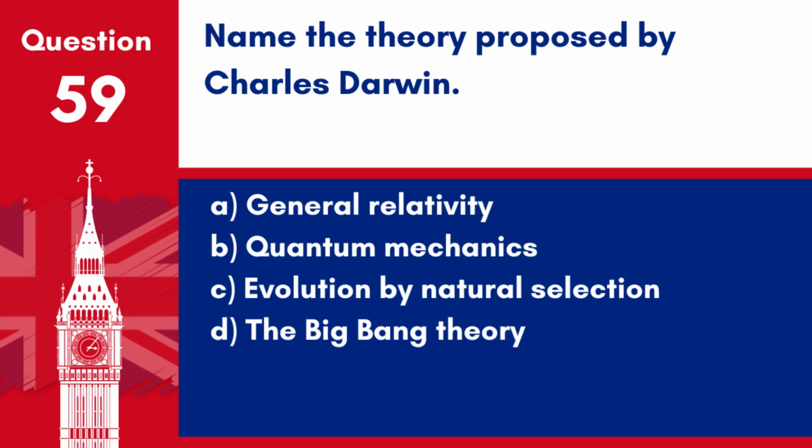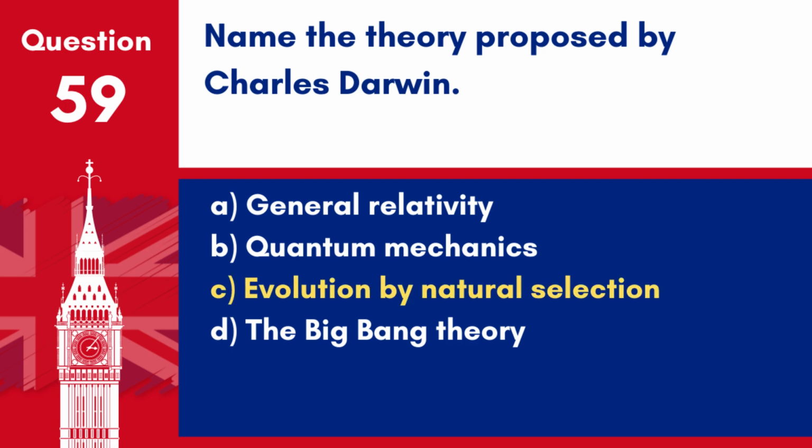Question 59. Name the theory proposed by Charles Darwin. A. General relativity. B. Quantum mechanics. C. Evolution by natural selection. D. The Big Bang theory.